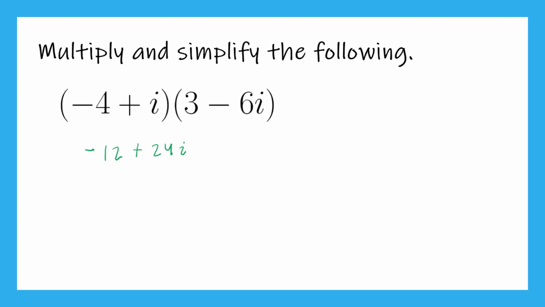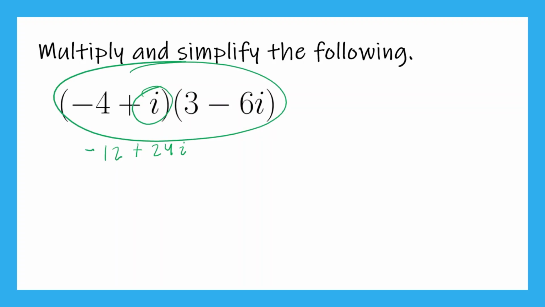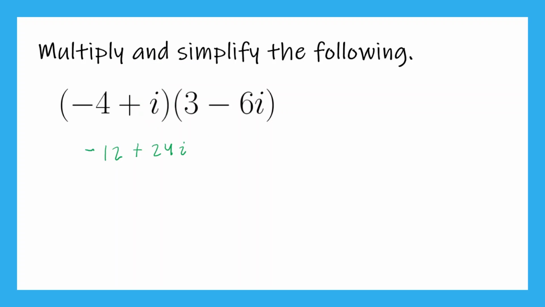24i, just like that. Now we're going to do this i times everything in the second part of this big expression right here. So i times 3, first of all, is going to be 3i. So we're going to say 24i plus 3i, just like that. And now we have i times -6i. That'll be a -6i squared.